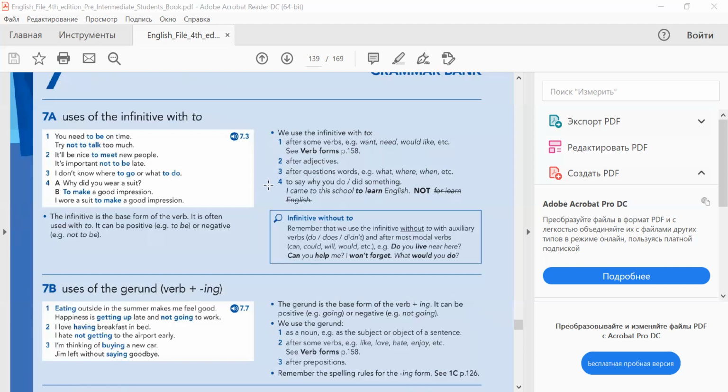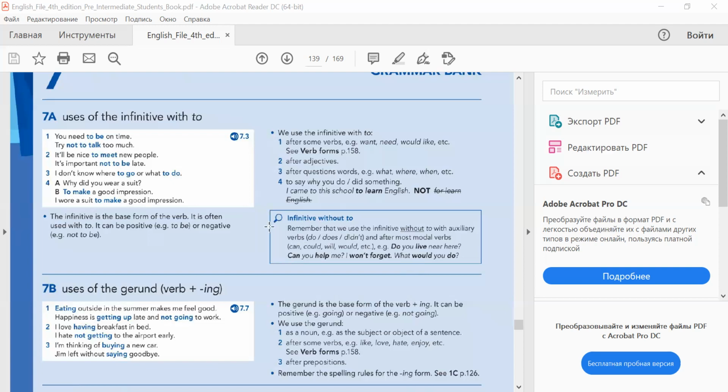Его мы называем infinitive of purpose. Это инфинитив цели, да, для чего делается определенное действие. So, to make a good impression, чтобы произвести хорошее впечатление. В данном случае to мы можем перевести как чтобы. So, I wore a suit to make a good impression, чтобы сделать хорошее впечатление.